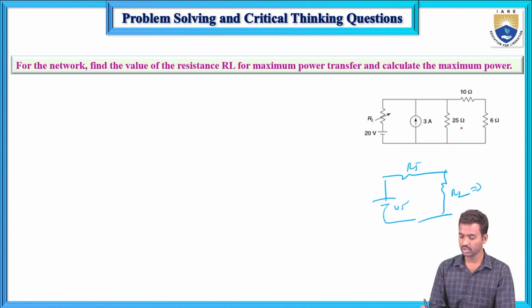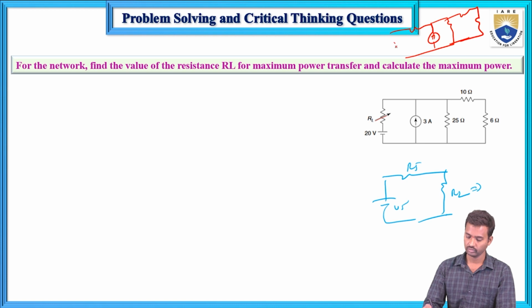So how will you calculate? First remove the load resistance from it. Where is the load resistance? This is the load resistance. I am drawing the circuit here. This is the circuit, and this is the current source. Remove the load resistance from the given circuit, and the voltage source is replaced by a short circuit and the current source is replaced by an open circuit. This is 25, this is 10 and this is 6.